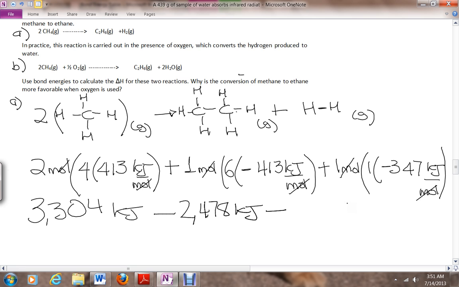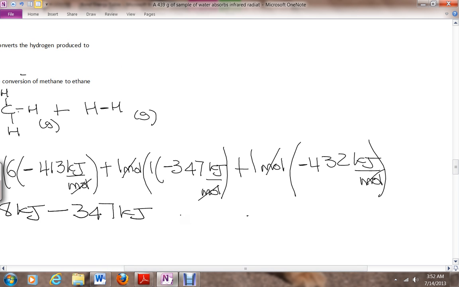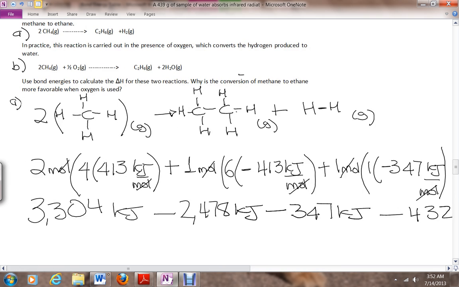And then minus here, 347 kilojoules, minus 432 kilojoules. All this, right, is going to give you the value, the delta H of this reaction is going to be 47 kilojoules. Very little energy you need, but you need energy.